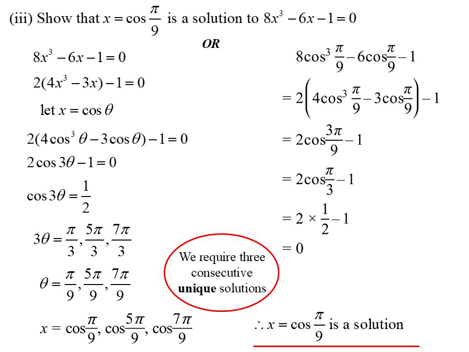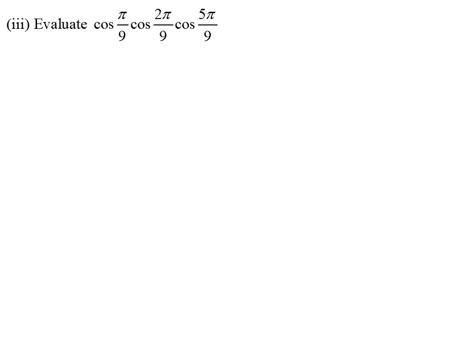And you might think that second way is probably the more logical way of doing it because it's a show that. But that's why we read ahead in questions. So this would be a question which had parts. And I noticed that the next part is evaluate cos pi on 9, cos 2 pi on 9, cos 5 pi on 9. I'm going to need all the solutions to do this anyway. So I may as well find them in that first part.